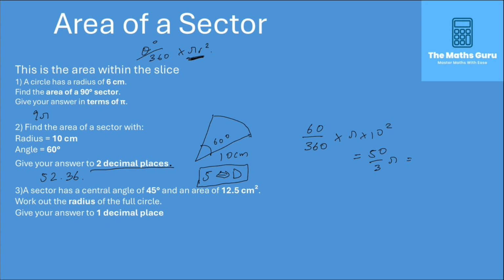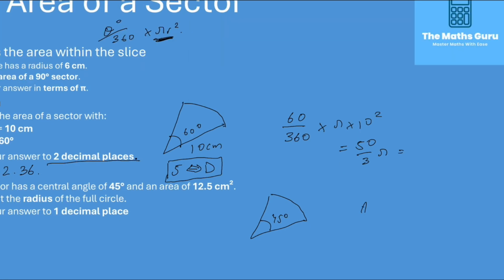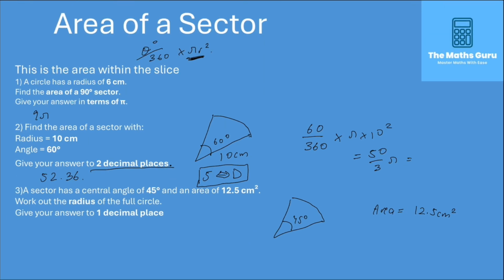Okay, a sector has a central angle of 45 degrees and an area equal to 12.5 centimeters squared. Work out the radius of the full circle. Now don't be tricked by the radius of the full circle. Any radius of the sector is going to be the radius of the full circle because the sector is built up from the middle to the end point. So this line here is always going to be the radius.